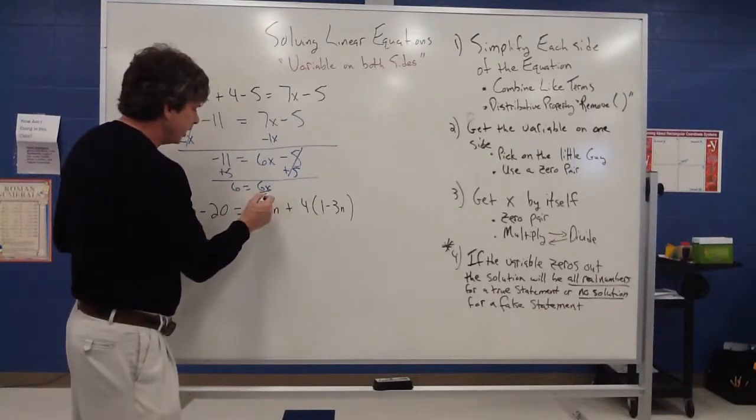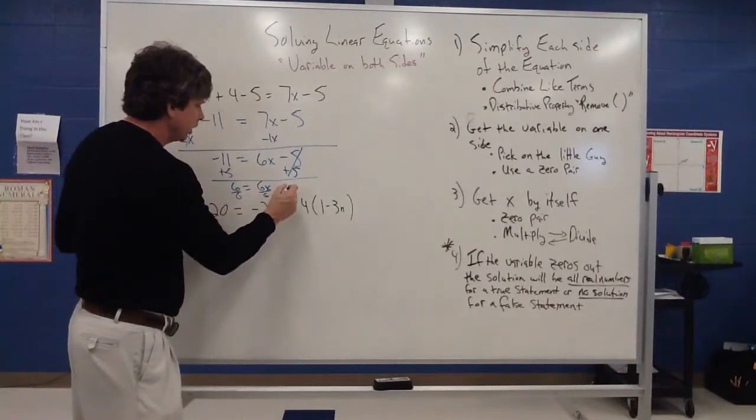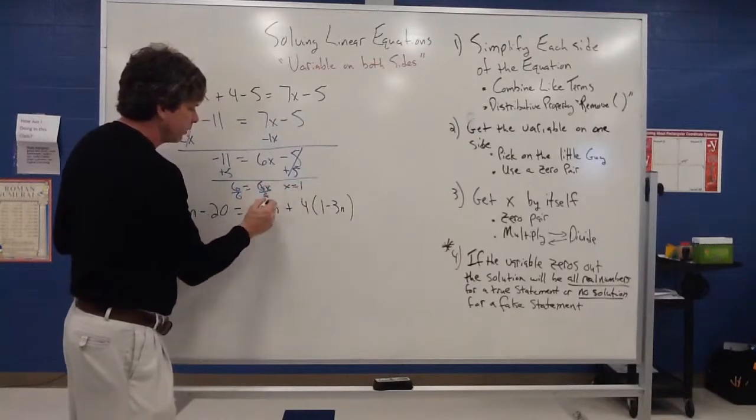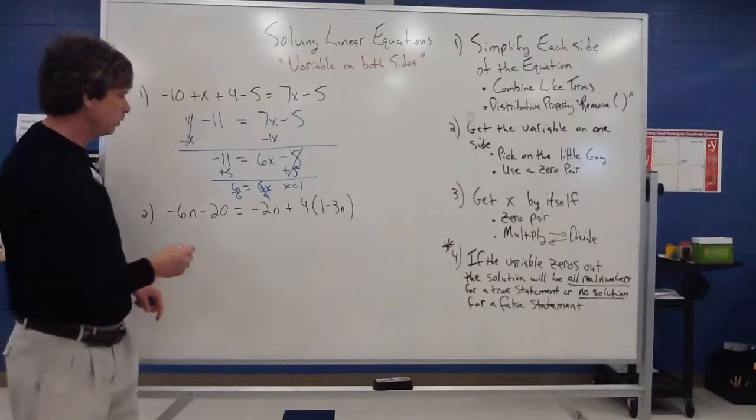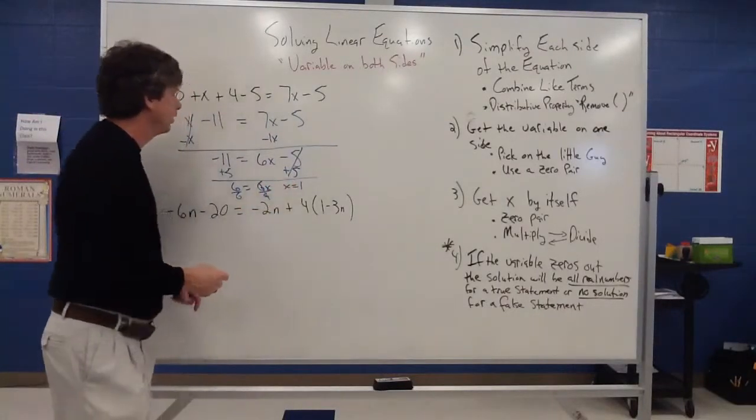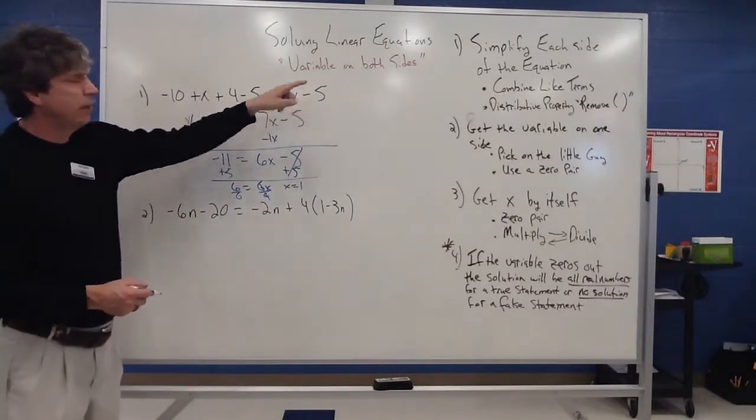You can still just divide each side by 6, and that's going to give you x equals 1, because the 6 is going to divide out, and 6 divided by 6 is also going to give me 1. So x would equal 1. That would be my solution. And if I put that in the problem up here, it should make each side equal.